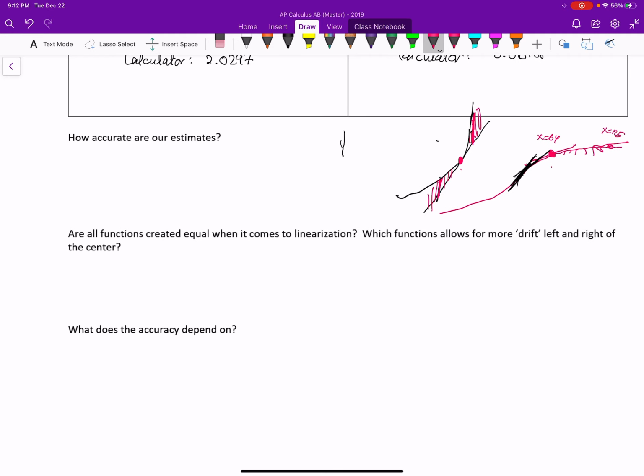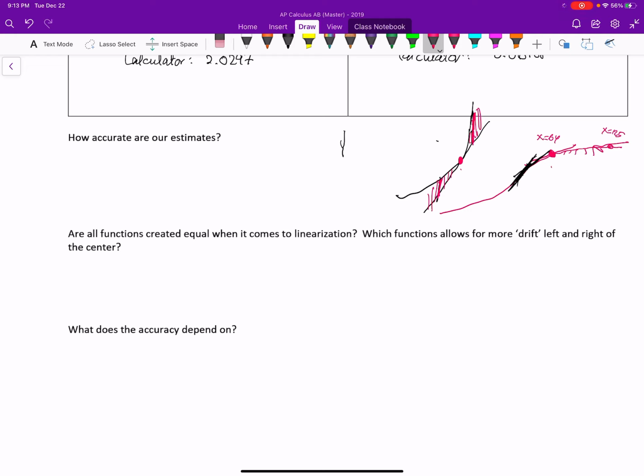So how accurate were our estimates? They were pretty good. All functions are not necessarily created equal, because if they're more curved, then they're less accurate, but if you zoom in close enough, they're still going to be fairly accurate. And the drift from the center also affects accuracy. So it's how far we are from the center value that we chose, and how much curvature the function has. And when the derivative turns out to be 0, some strange things can happen.